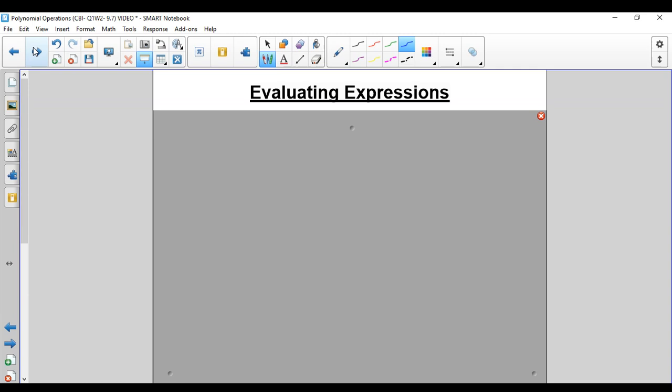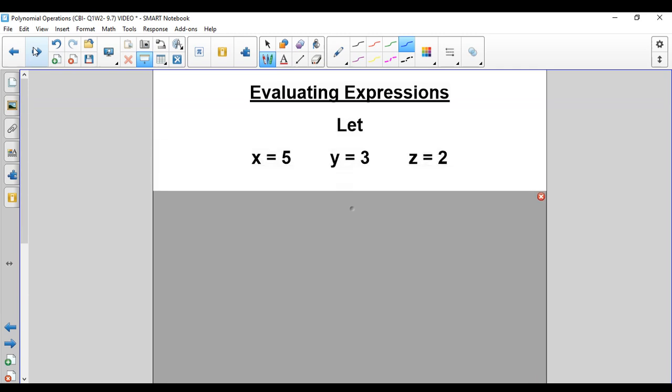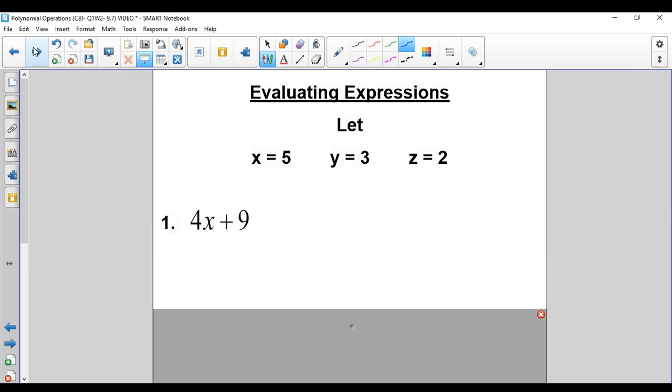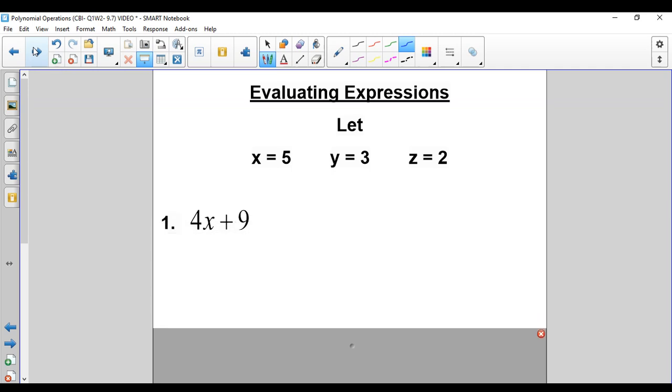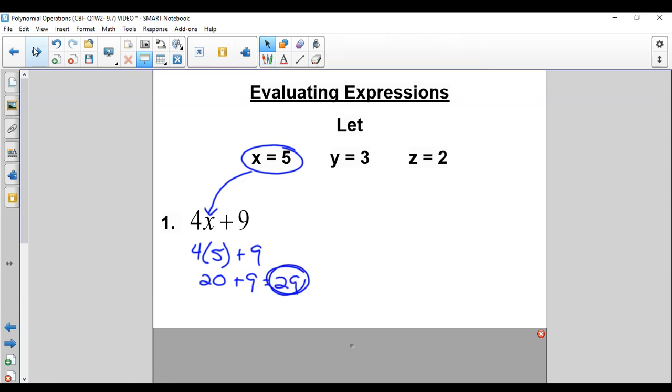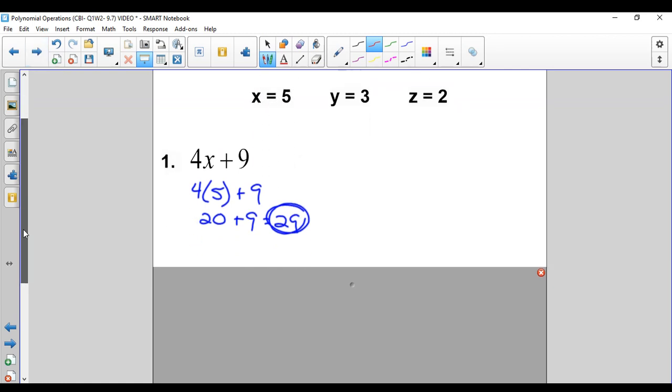Evaluating expressions. I'm going to let variables equal something. All we're going to do is plug it in. So I have 4x plus 9. x equals 5 here, so I take that 5, plug it in for x. 4 times 5 plus 9. 4 times 5 is 20. Plus 9 equals 29. So you have that one. Take that away. We're not using that in the next one.